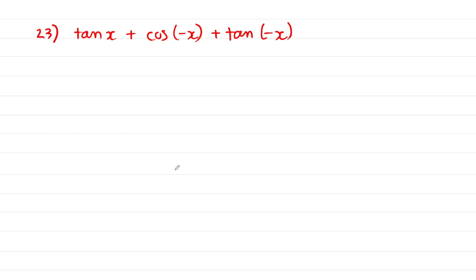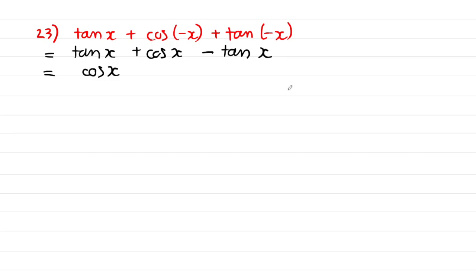Question 23. Okay, about tan, unchanged. About cos, it is equal, but about this one, they are opposite. Tan of minus x will be minus tan x. So tan x minus tan x, you got 0. That's why you got here cos x. Okay.